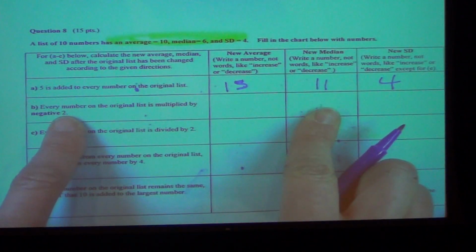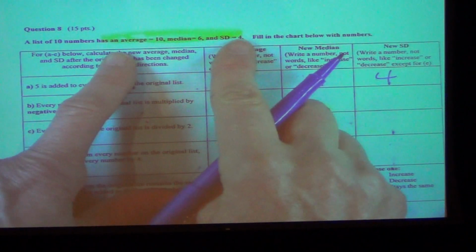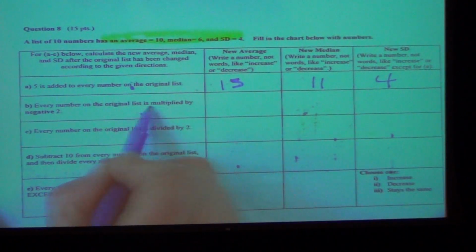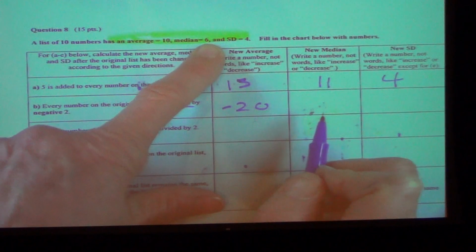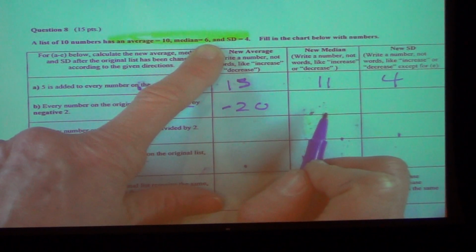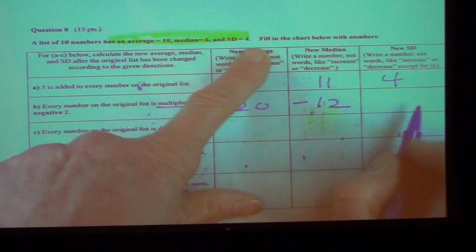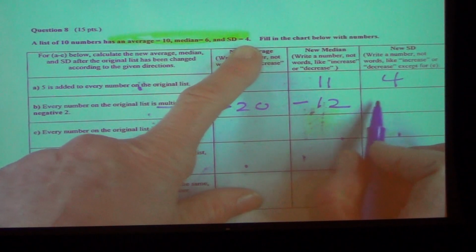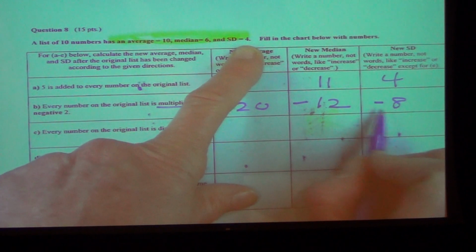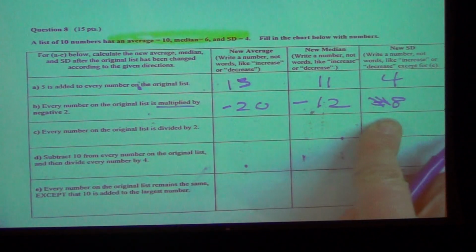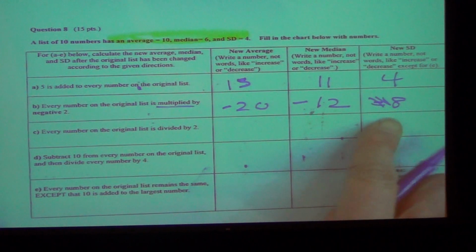Now, multiply. If you multiply, it's going to stretch it out, so that will change everything. Multiply by -2. The average of 10 becomes negative 20. Multiply the median by -2, what do you get? Negative 12. Now, be careful with the standard deviation. Multiply by -2 and watch what happens. Can you get a negative standard deviation? Just cross that out and you're left with an 8. You can't. Stretch it out, but you cannot have a negative standard deviation.